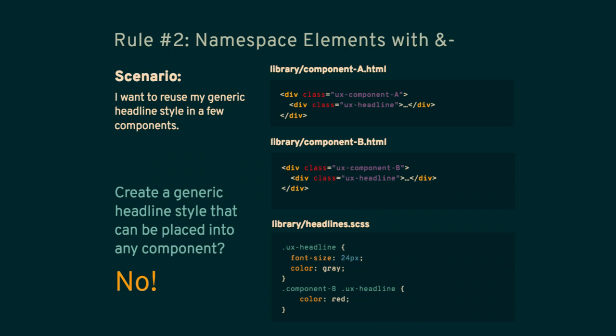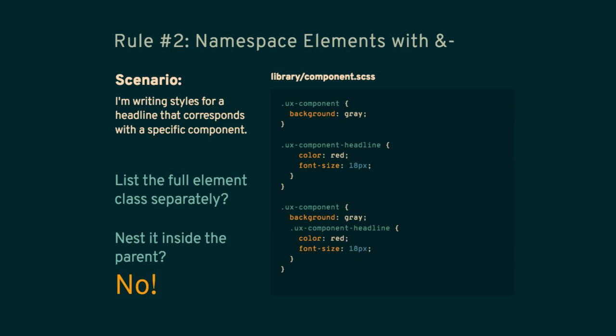So avoid that. And I thought I had an example in here of the actual CSS. Oh, I do. Okay, hang on. So you also don't want to list the full element class separately inside of the component itself. So here I have UX component defined at the top, and inside of it I have UX component headline because these match and they live together and that's really handy. But now I have two classes that are applying my styles, and I want to avoid that.